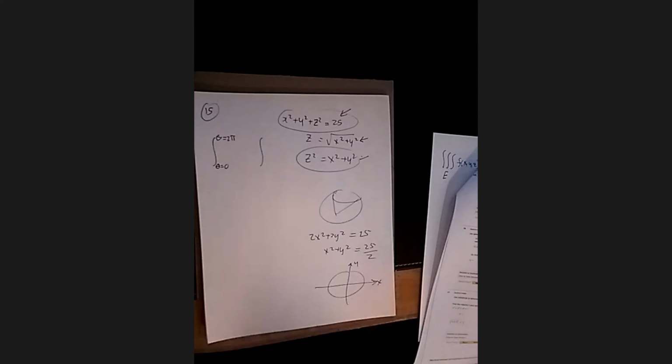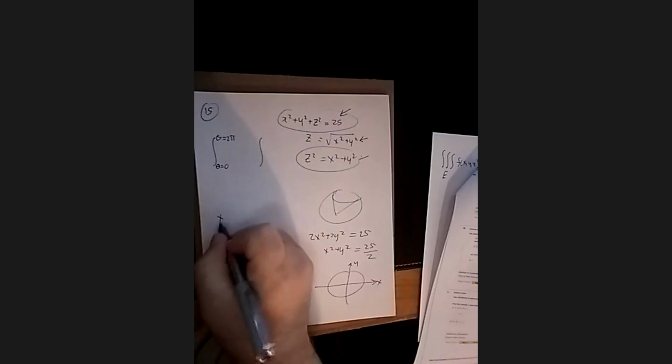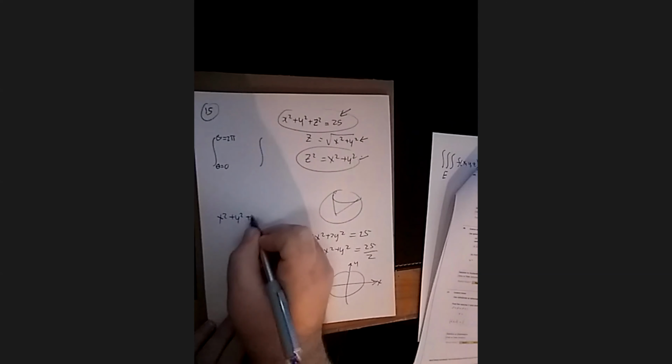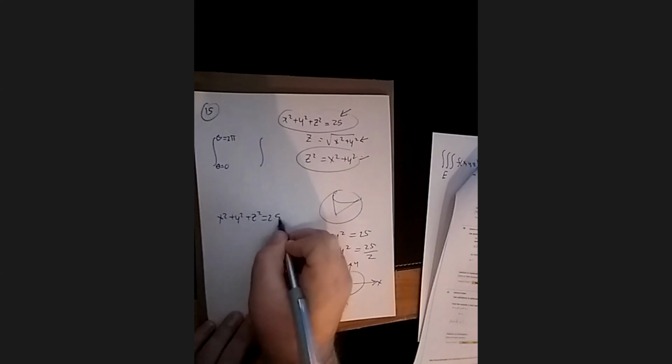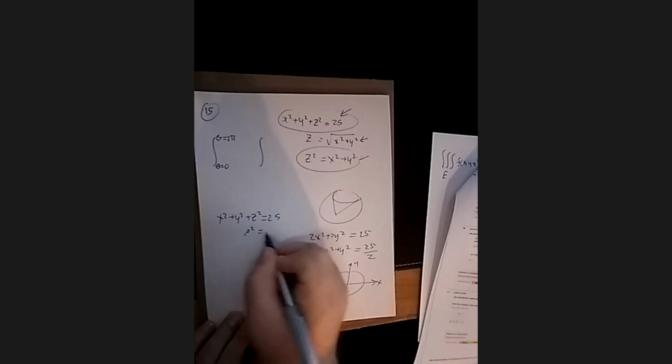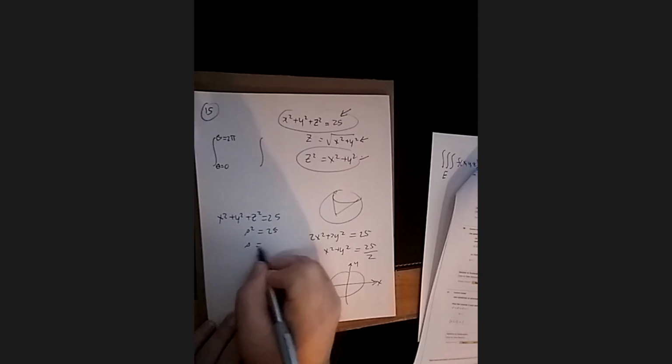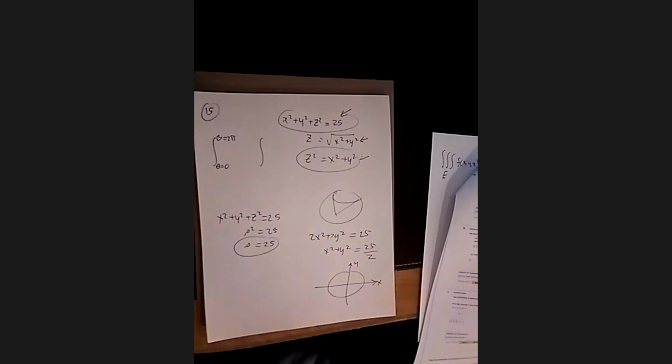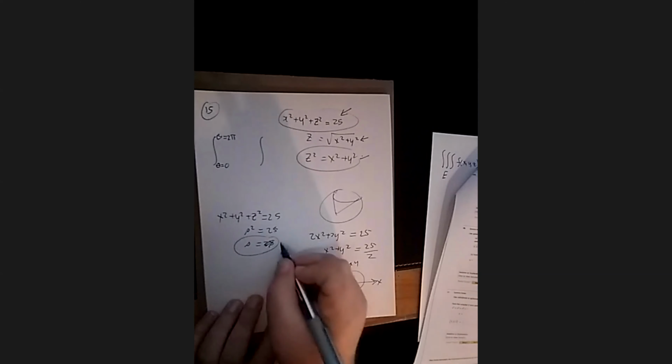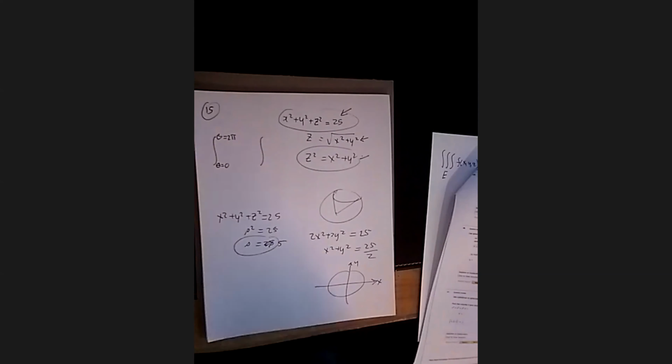So what we got here is that x squared plus y squared plus z squared equals 25. Isn't that just another way of saying rho squared is 25, which means rho is 5? You're comfortable about that? So rho is 5, positive because it always is.